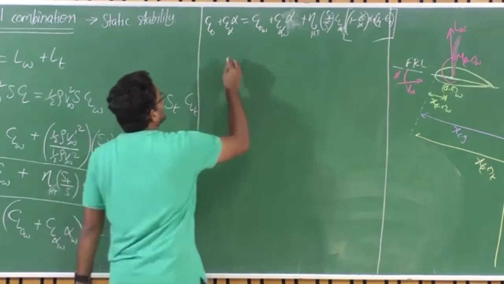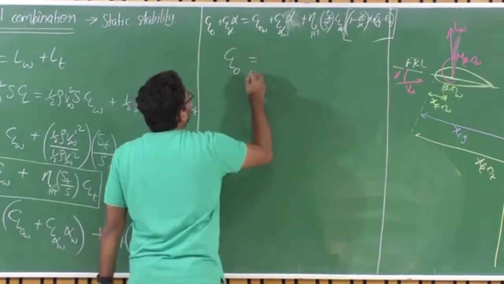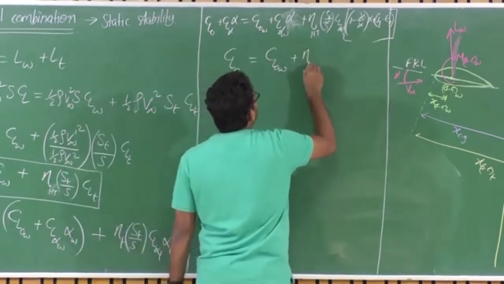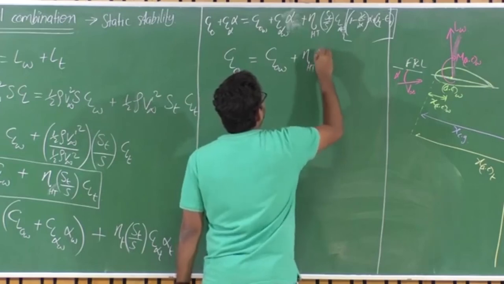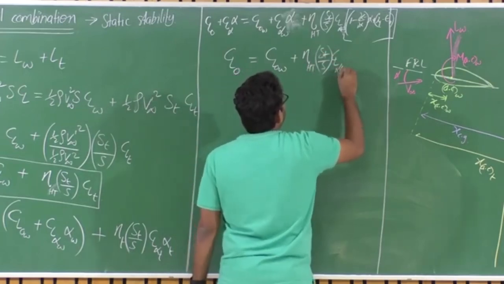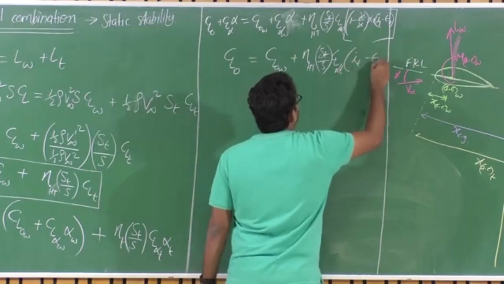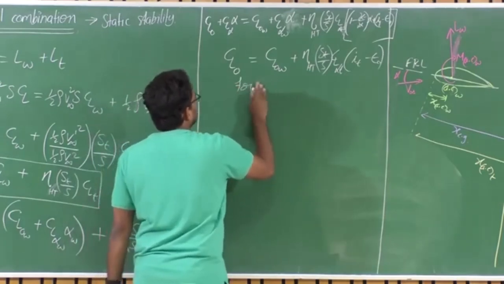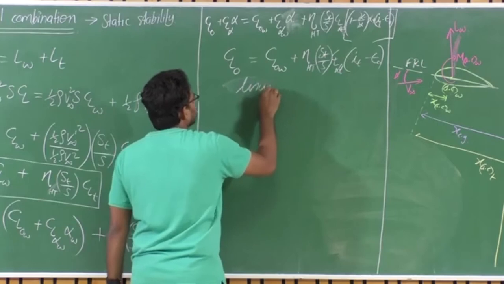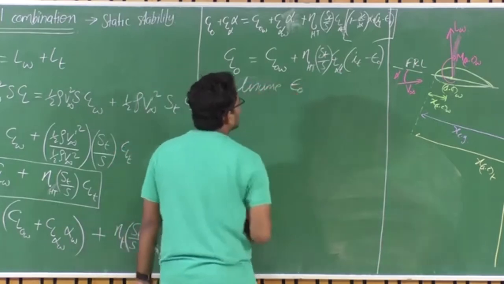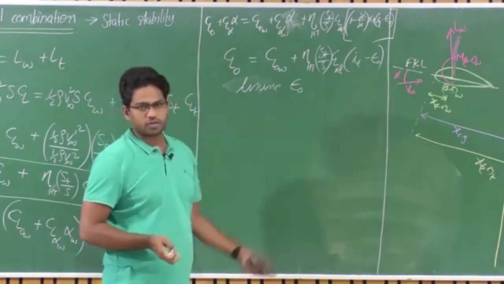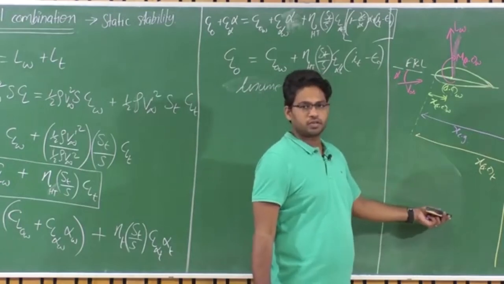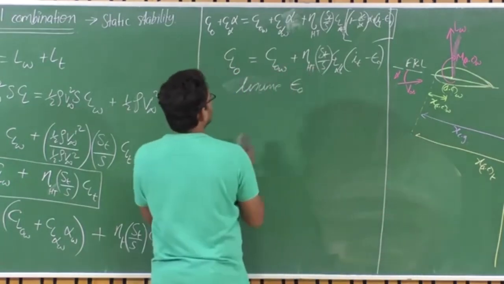So by comparing the constants and coefficients, the CL naught of the entire aircraft is equal to CL naught of wing plus eta of horizontal tail multiplied by S_t upon S times CL alpha of tail multiplied by i_t minus epsilon naught. You can assume epsilon naught is small, otherwise epsilon naught in general is positive. You saw that expression, right? Epsilon naught is 2 times CL naught upon 2 pi times effective aspect ratio, so that's a positive expression. So you can keep it as it is.